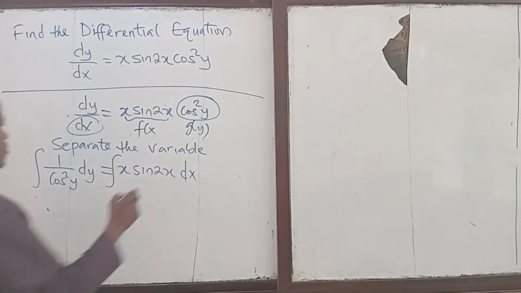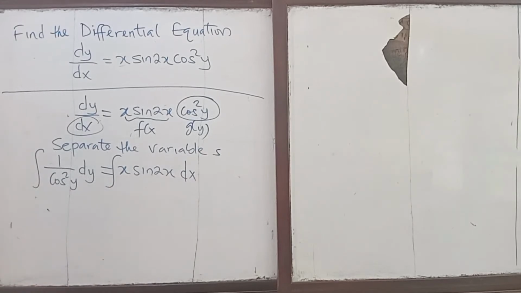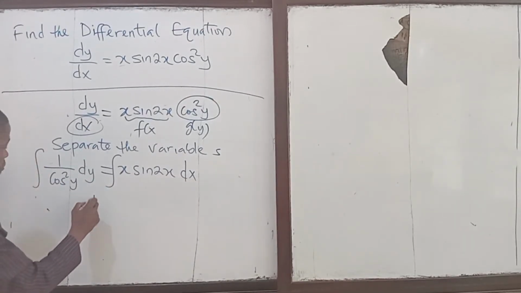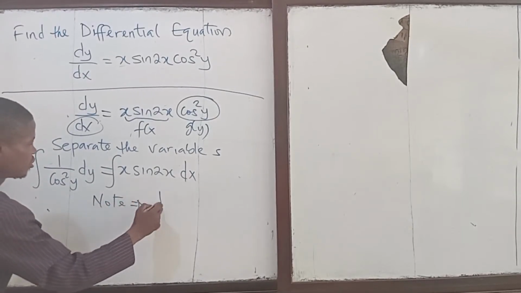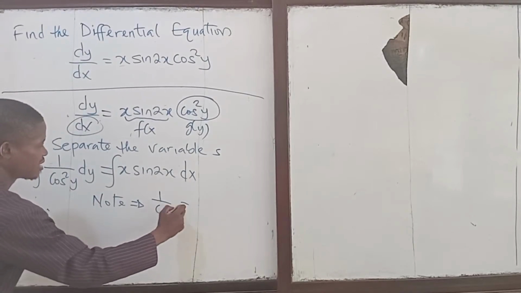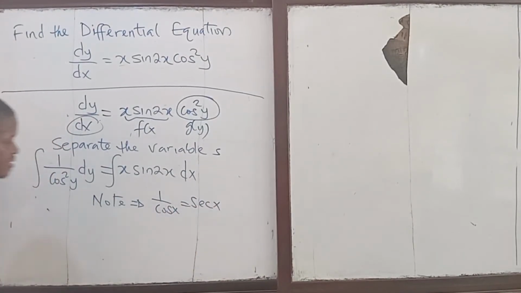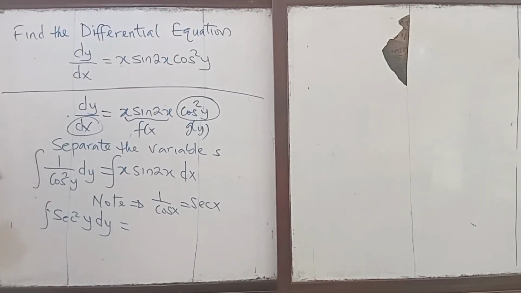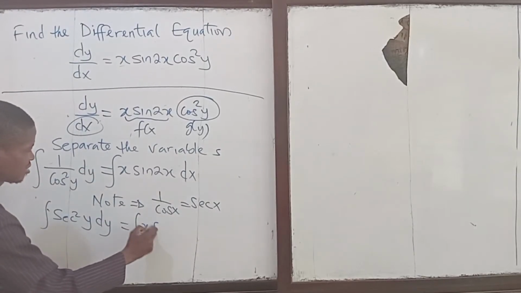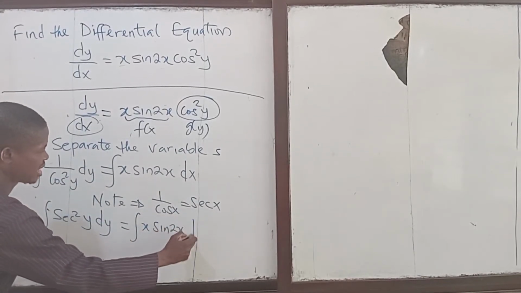Separate the variables. Then 1 over cos square x, notice the inverse, 1 over cos is sec x. So this will be equal to sec square y dy. That's sec square y, that's 1 over cos square y, and this one is x sine 2x dx.